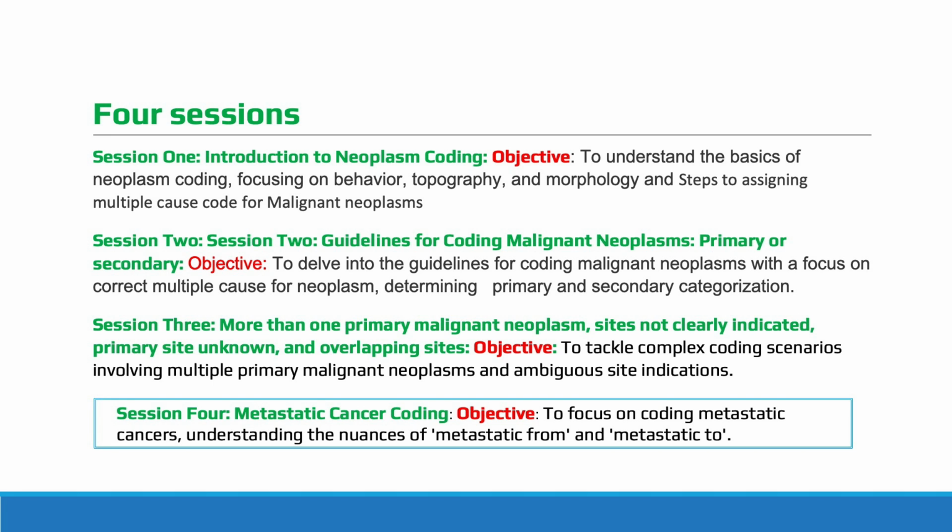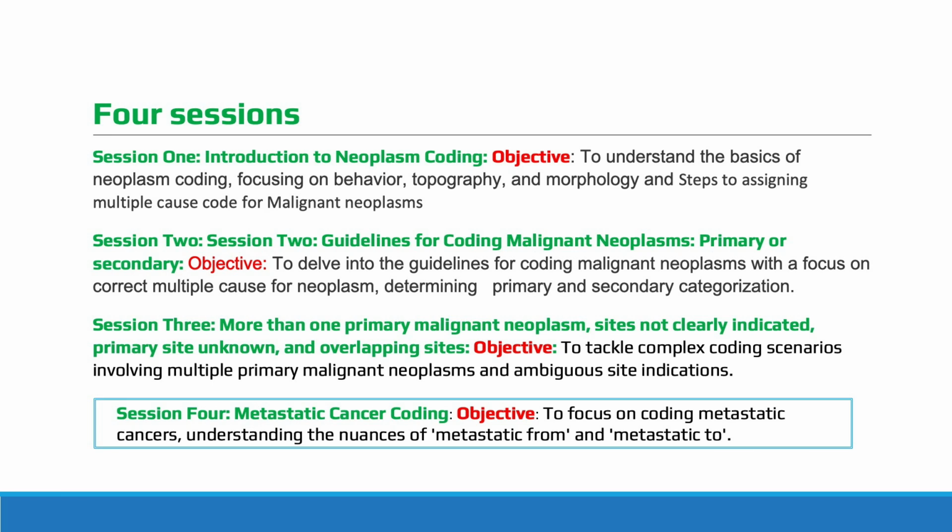Participants explored key concepts such as the behavior of neoplasms, their topographical location in the body, and the morphological characteristics that define them. This session also covered the crucial process of assigning multiple cause codes for malignant neoplasms, providing a solid base for the more intricate topics that follow. Session 2 dives into the specific guidelines for coding malignant neoplasms, of determining whether a neoplasm is primary or secondary.